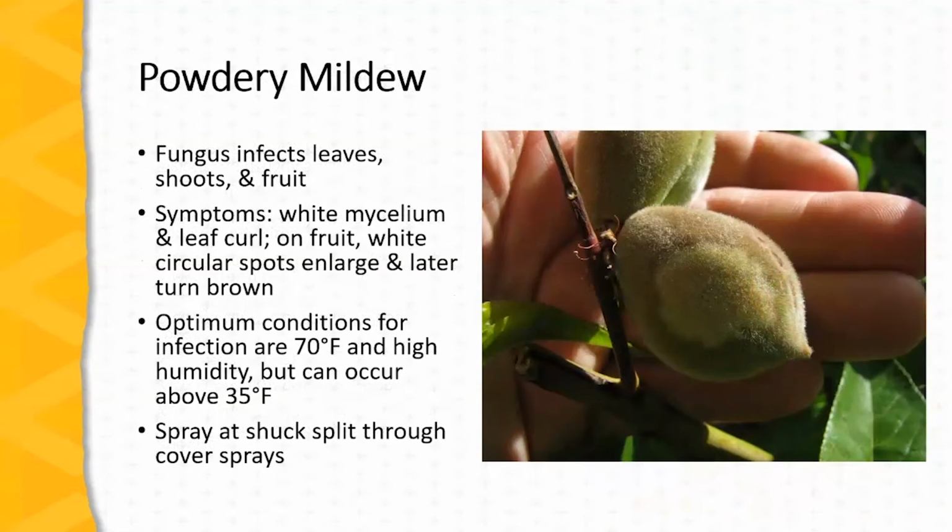Optimum conditions for powdery mildew infection are when temperatures are 70 degrees F and high humidity, but it can occur at any point above 35 degrees. And the important sprays for managing powdery mildew are applied from shuck split through cover sprays.